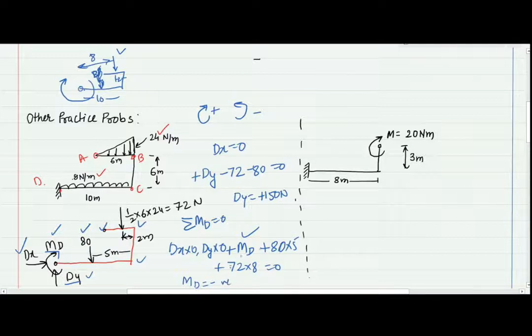Why? Because these two are positive. That means whatever direction I have assumed is not correct. I can see that the moment applied by the support on the beam will be in the counterclockwise sense. So this is all about the second numerical. Let's do the third problem.